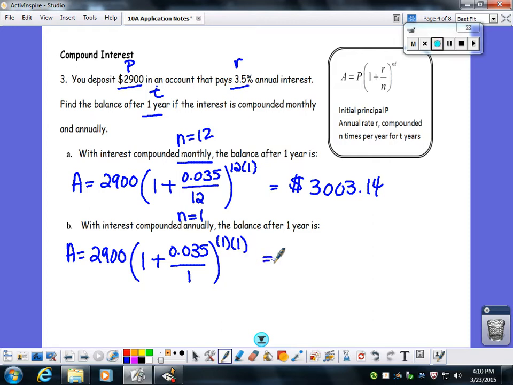And we're getting $3,001.50. Okay? All right, so compound interest.